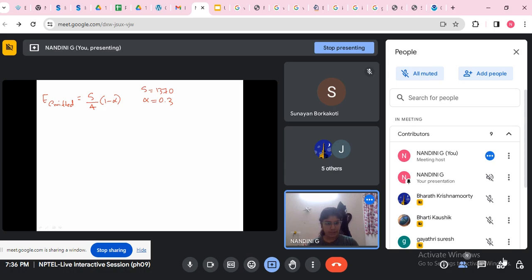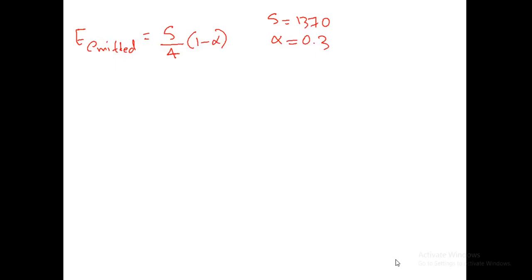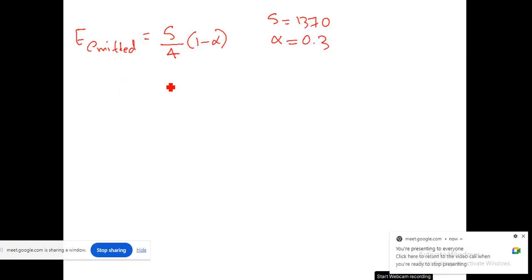239 it is coming. Did anyone else get the answer? 239. I think everyone got it. So it is basically coming as 239 watts per meter square. So this is the energy emitted by Earth.